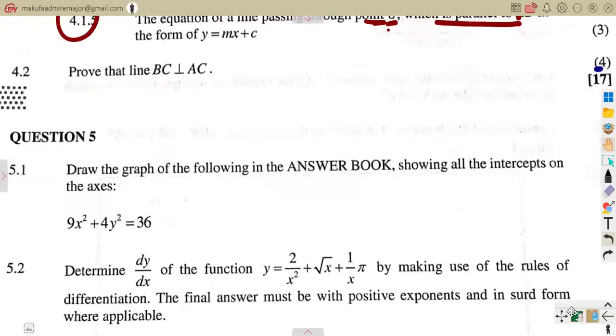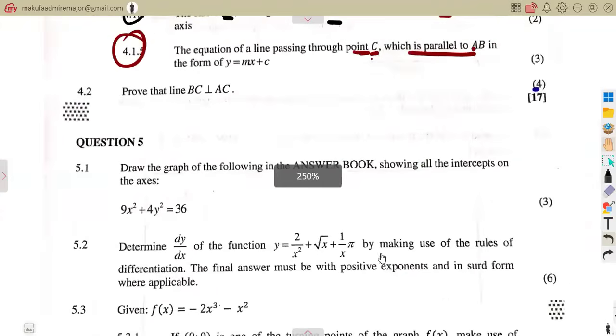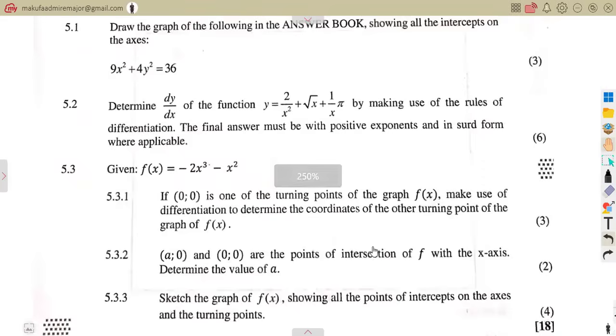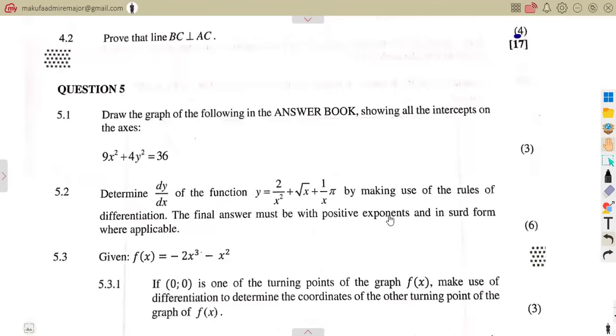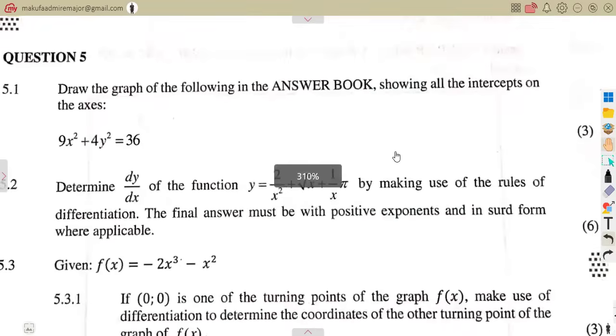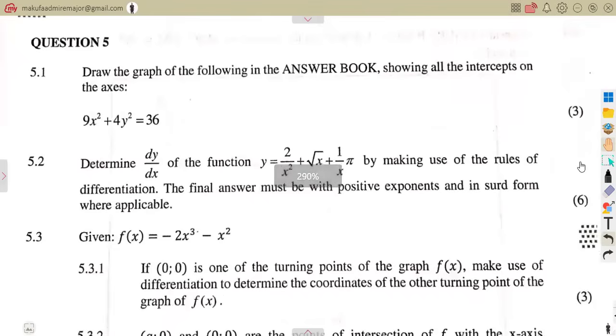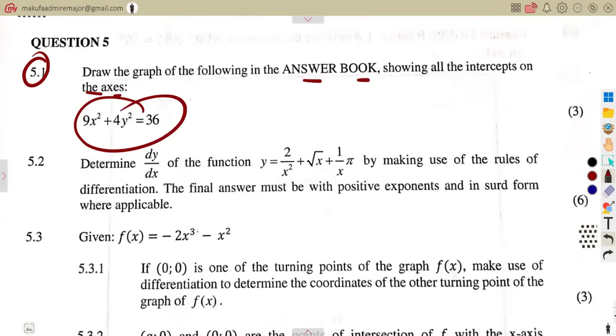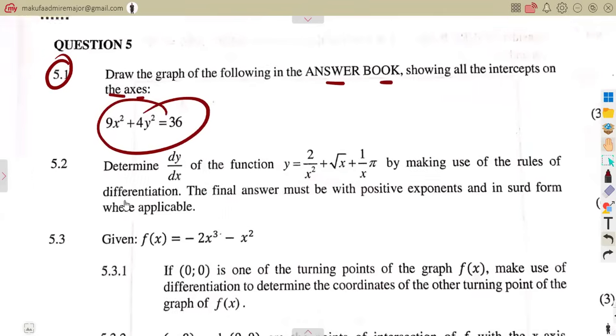Okay. Let us see what we are given on question number 5. As per our instruction, remember we're told not to use the graph paper. We are going to draw this in the answer book. All right. 5.1, draw the graph of the following in the answer book, showing all the intercepts with the axis. We are given 9x squared plus 4y squared is equal to 36. That is an ellipse that you are working with.